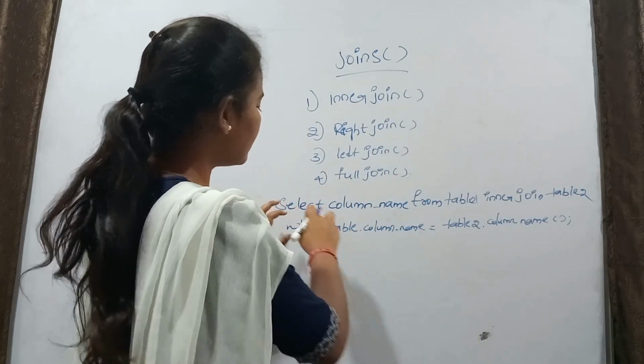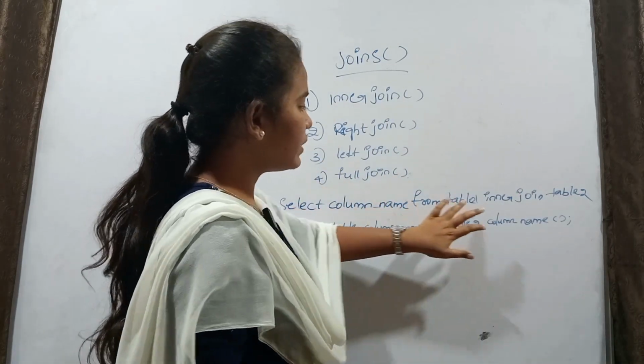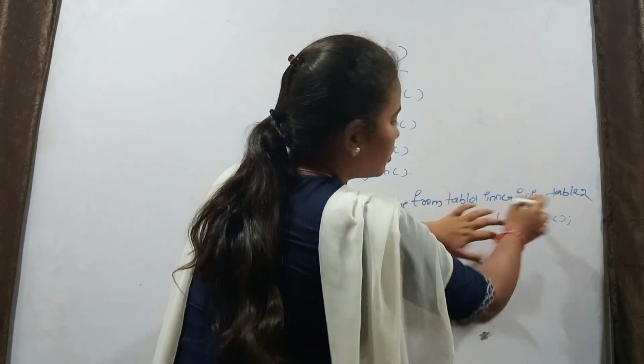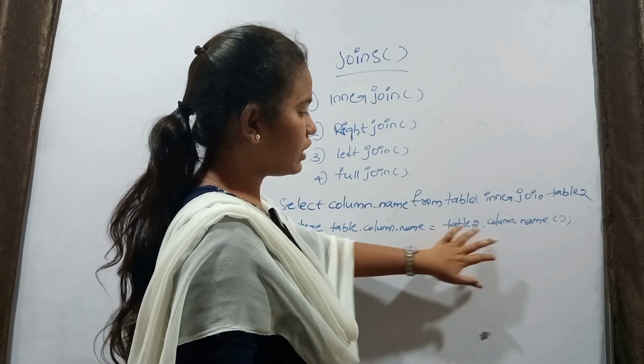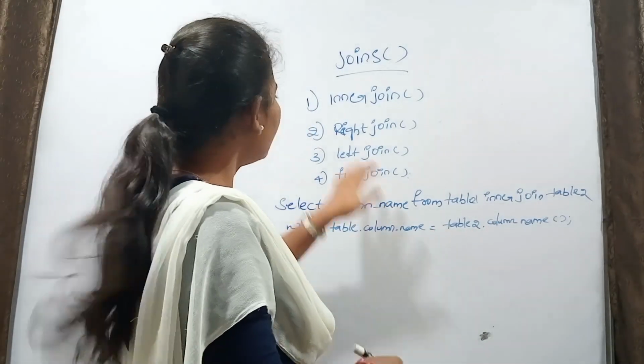First we select column name from table. Two tables are inner join, and where condition we use, where table 1 column name equals to table 2 column name. This is the inner join.